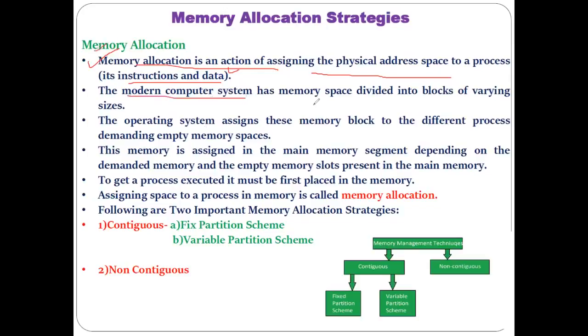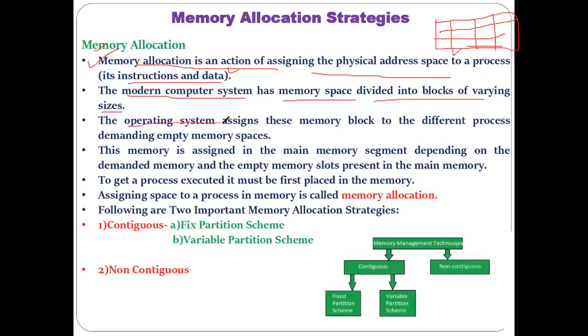So the modern computer system has a memory space. As we discussed last time, the whole memory space is divided into a number of different blocks, and each of those blocks is considered a cell. So I have written the same thing here: the modern computer system has a memory space divided into blocks of various sizes.